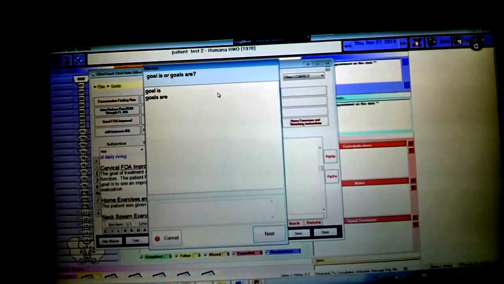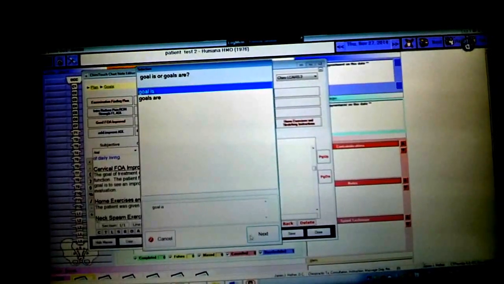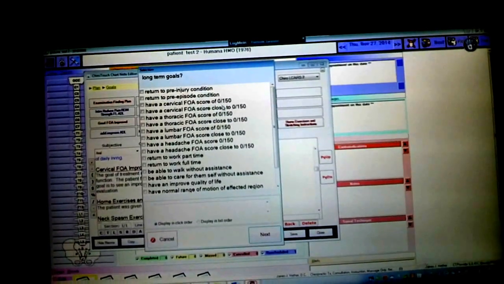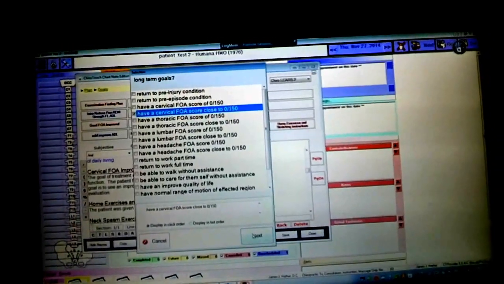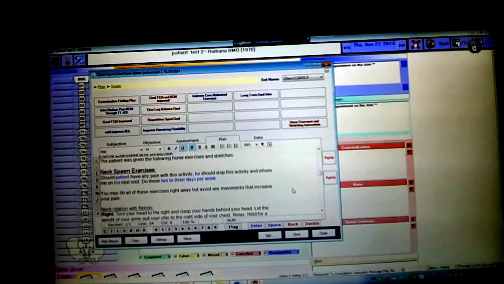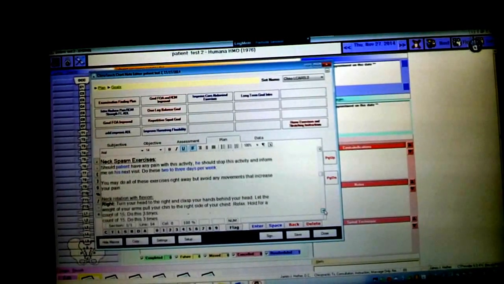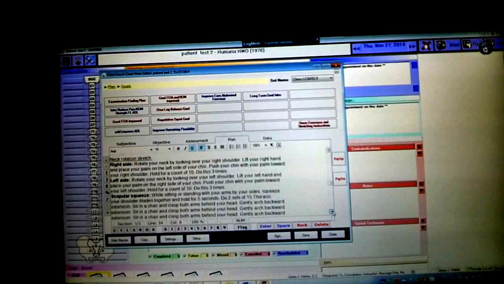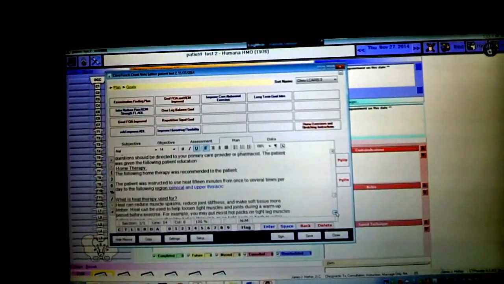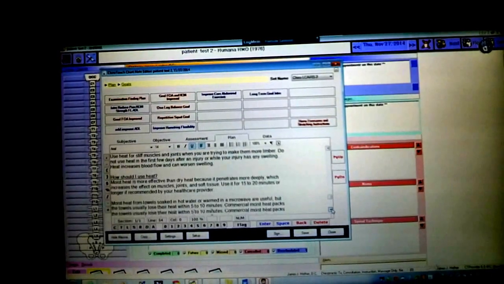Long-term goals, we can say long-term goals are to return to a functional outcome score of the cervical spine of close to 0. They were at 55, and that could be one of our goals as far as our long-term goals. We have the neck exercises here as far as what exercises we want them to do to the neck. As far as passive, we have active, we have different stretches, again, education, and then again, where they want to use heat, why they want to use heat.